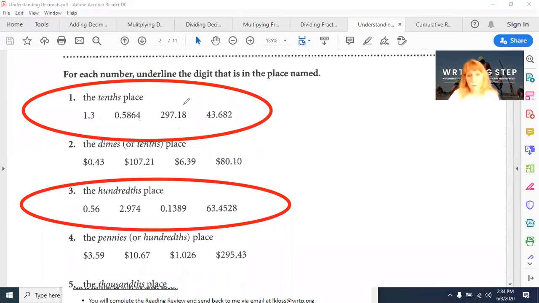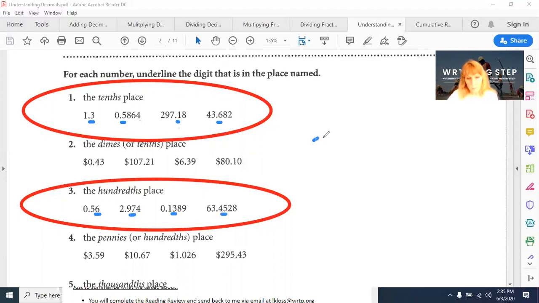So the tenths place, we want to find the number in the tenths place. Well, tenths is the first number to the right of the decimal. So the 3 is in the tenths place. The 5 is in the tenths place. You got it. The 1 is in the tenths place. And finally, the 6 is in the tenths place. In the third row, we want to underline the number that's in the hundredths place. So it goes tenths, hundredths. So it's the second number past the decimal. So 6, 7, 3, and 5.